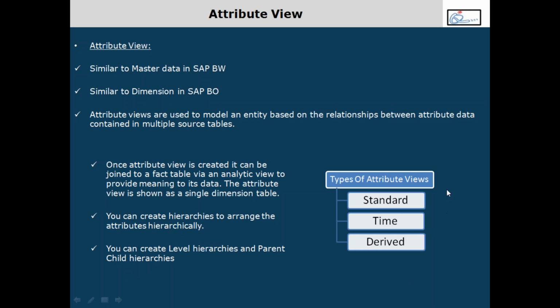The next point to be noted, we have three types of HANA modeling views. One is attribute view, analytical view and calculation view. Now within attribute view again we have three subtypes of views. One is standard, time and derived. Within the attribute view we'll have three types of attribute views: standard, time and derived. I'll come to what it is.